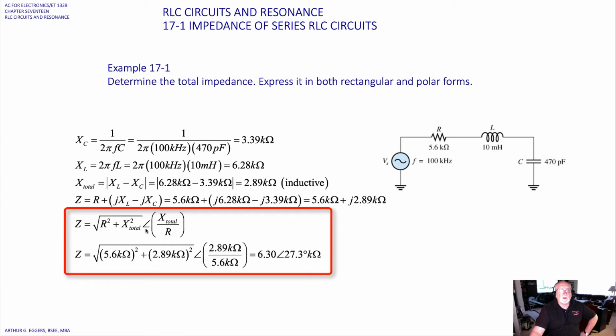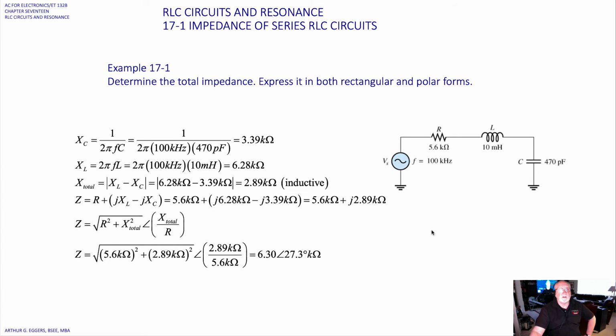So we've got the Pythagorean theorem, the vector sum of the two, and then the angle that it would in fact form. I see here we're missing a term, the inverse tangent. So there should be an inverse tangent right there. So when we do this, we end up with the vector sum here, which gives us 6.3. And when we take the inverse tangent of the ratio of X sub total to R, we get 27.3 degrees. So remember to put the inverse tangent term in there. I apologize.